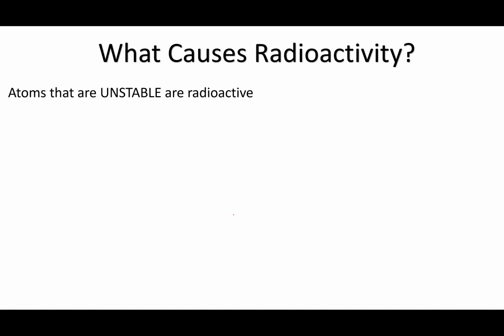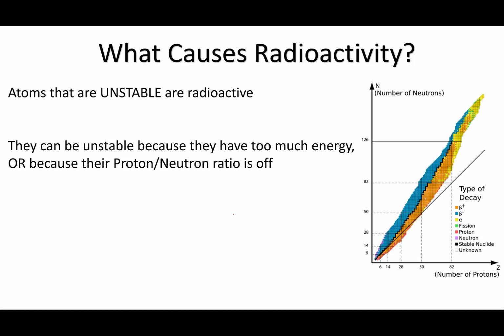So what causes radioactivity? Why do things decay? Well, it's because the atoms are unstable. Only unstable atoms decay. So they can be unstable because they have too much energy, in which case they release gamma radiation, or because their proton-neutron ratio is off.